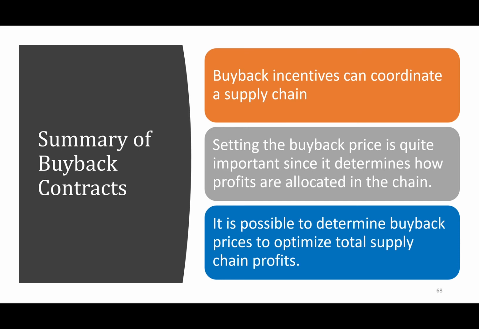Okay, so to summarize it all, buyback incentives can coordinate the supply chain. By coordinating, we mean that they make higher profits than an uncoordinated supply chain does, and each party in the supply chain is better off than they were before. Setting the buyback price is quite important since it determines how profits are allocated within the chain. And the third one is it is possible to determine the buyback prices to optimize the total supply chain profits. So here is how we find the optimal buyback price.